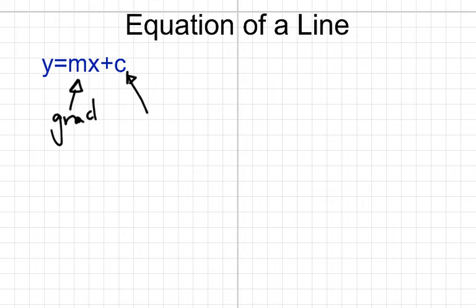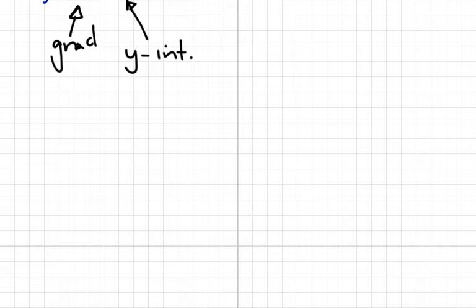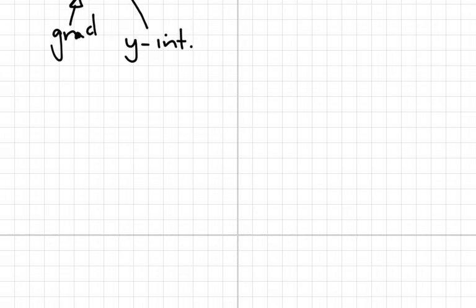And the c is the y-intercept. What this basically means is exactly where your line cuts the y-axis, that's exactly where your c is. So that can take a positive or negative value. All right, let's get down to it. Let's try now and find the equation of a line.